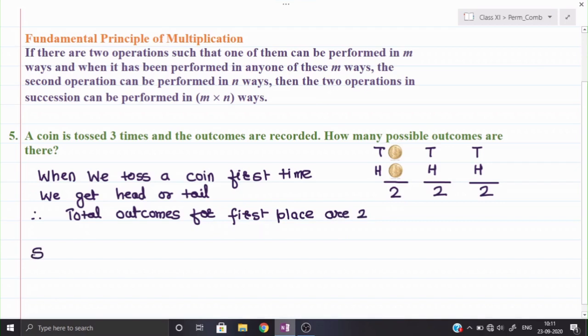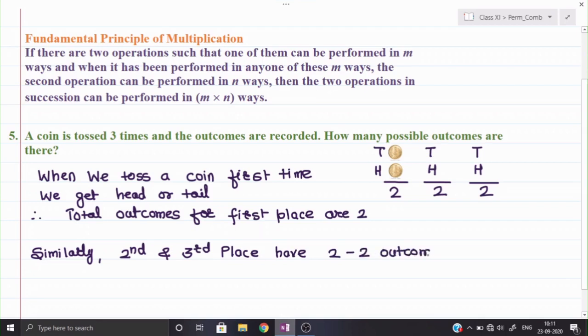Similarly, we can say the second and third place have 2 outcomes respectively. Okay, two outcomes are there for the second and the third place.